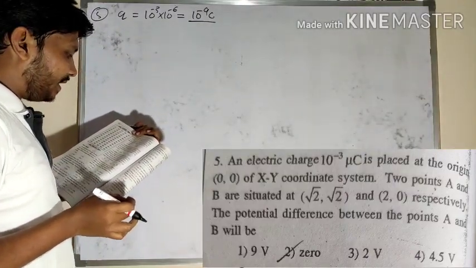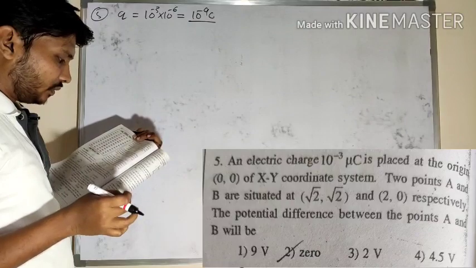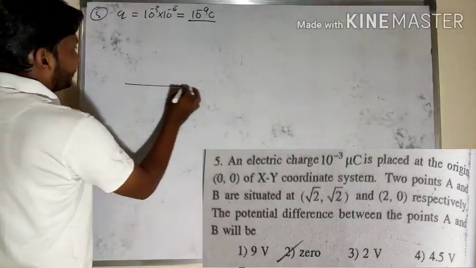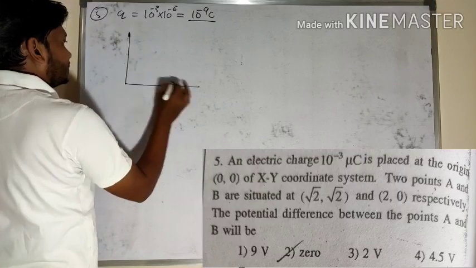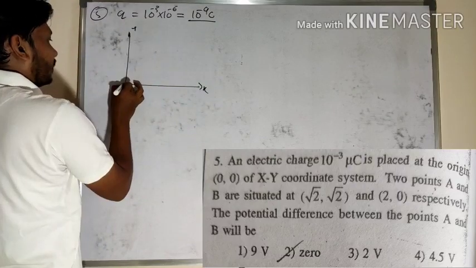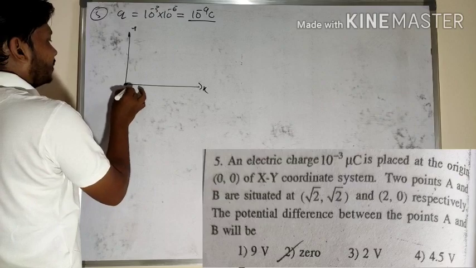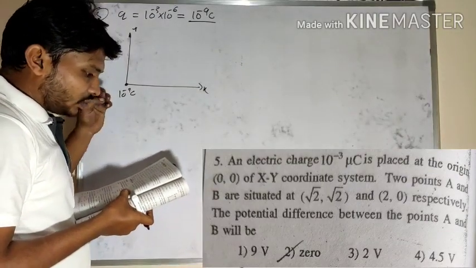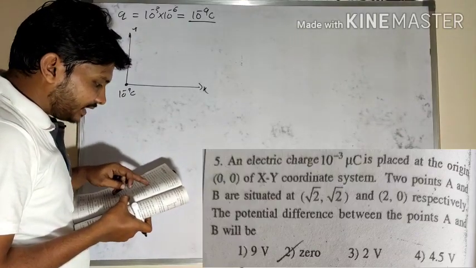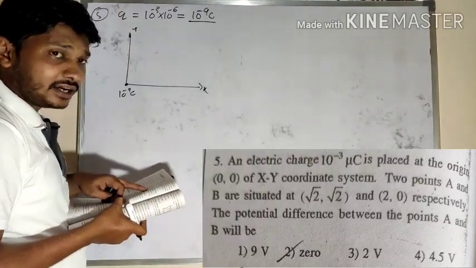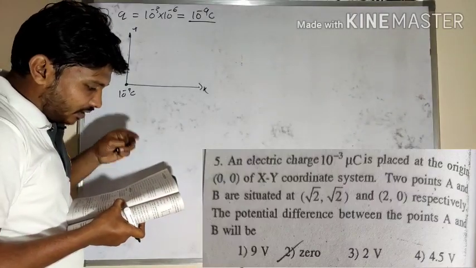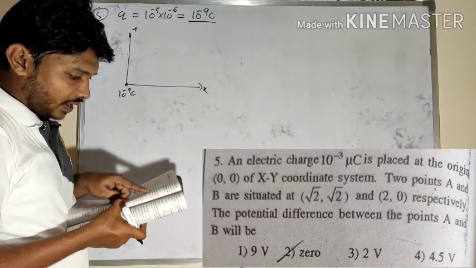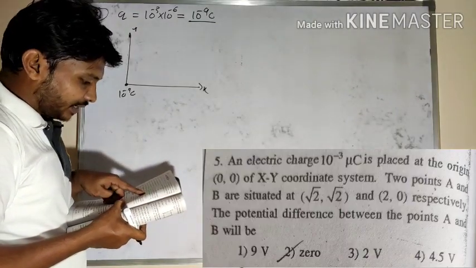2 points A and B are situated at root 2 comma root 2 and 2 comma 0 respectively. So for example, this is the xy coordinate axis. At this point 10 to the power of minus 9 coulomb is placed. So they are mentioning that 2 points A and B are situated along the x axis as well as along the y axis. The distances they mention are root 2 comma root 2, and the other one is 2 comma 0 respectively.